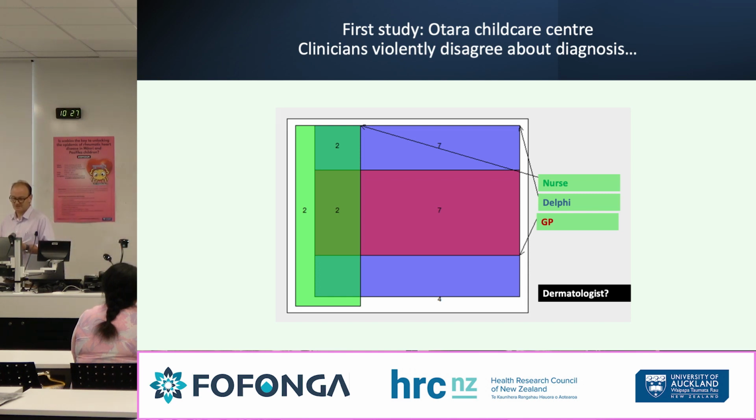So the nurse diagnosed 20% with scabies, the GP another 20%, and the dermatologist said none of them had scabies. And when I asked what the criteria were, he said, I was looking for burrows and mites. So we showed some of the photos to an Australian scabies expert who said, it looks like scabies to me. I've just come back from the Solomon Islands, diagnosed 200 kids with scabies, not seen one burrow or one mite.